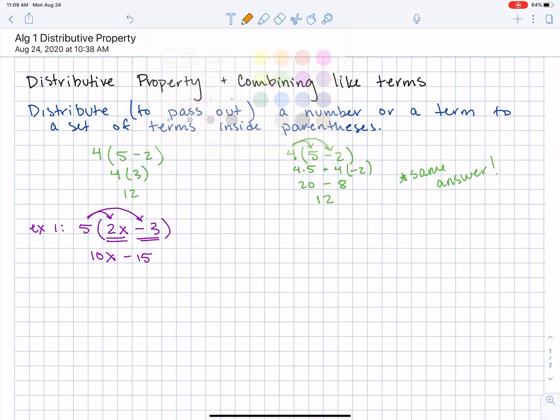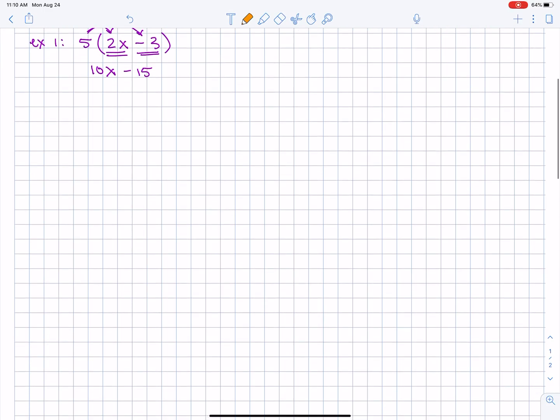Now let's move on to another example. Example 2. It's going to get a little bit more complicated as we go. So I'm going to do a negative 3 times 6x plus 2y minus 7. Now you can go ahead and you can distribute to as many terms as there are in the parentheses. So it doesn't just have to be a binomial or a 2-term polynomial. You can have many terms here, like this one is a trinomial.